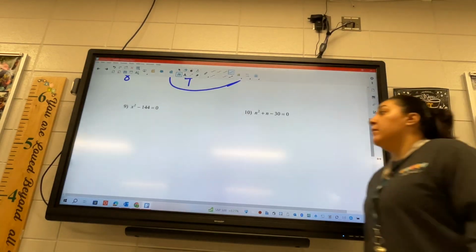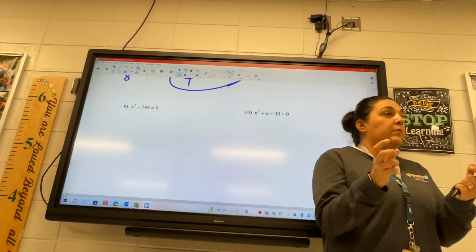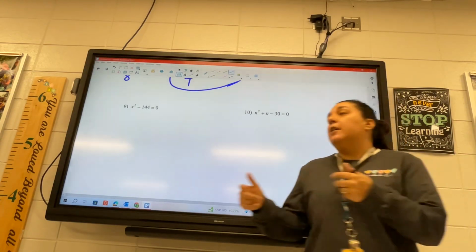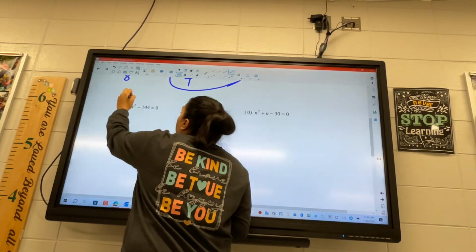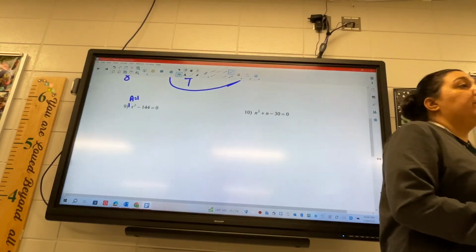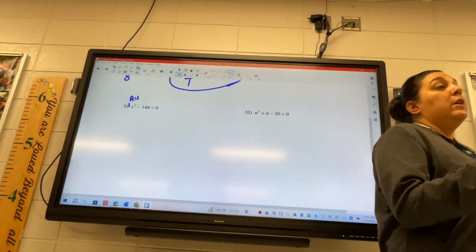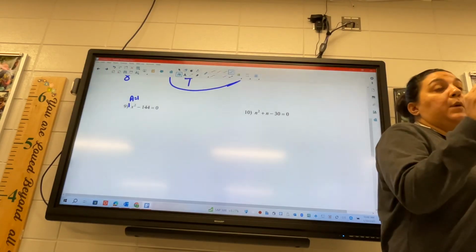A is 1, okay? So we know the A is always attached to the x squared. Whatever's by the x squared is our A. So my A is going to be 1. So A, I'm just going to say equals 1. Okay, what is my B? Negative 144. We don't have one. So if there's no B there, it's a 0.